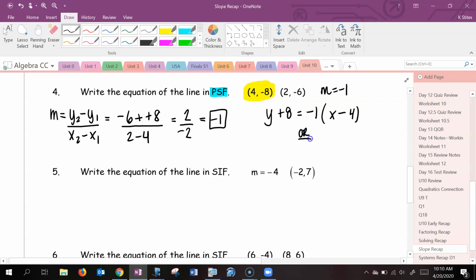If you liked the other point, you could use the other point. I'll just write the other problem as well, but again, you only need one. y, and then the opposite of your y-coordinate, so that would be +6, equals your slope, parentheses, x, and then the opposite of our x-coordinate. So 2 becomes a -2. Okay, either of these would be great.